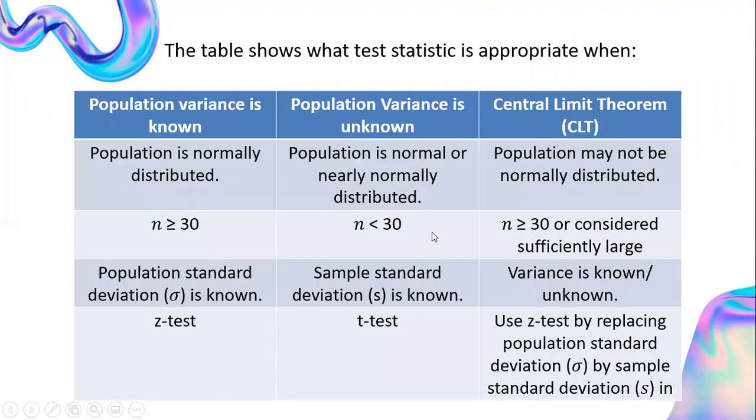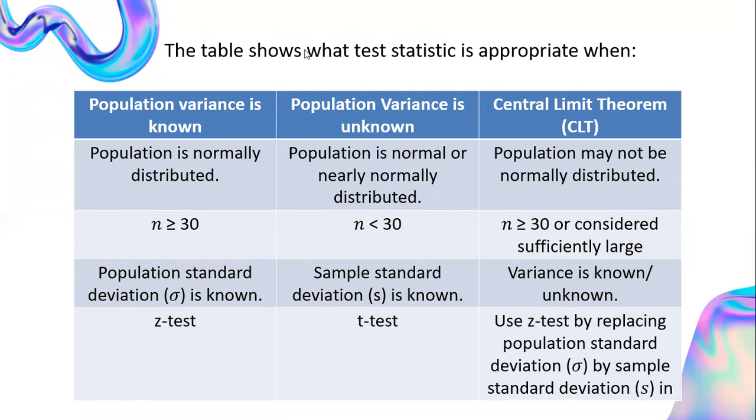And so, with this module, you need to know if the population variance is known, then you need to use the z-test. If the population variance is unknown, we need to use the t-test. And if your n is sufficiently large, then the last resort is the CLT, or the central limit theorem, where you can use the z-test by replacing the population standard deviation with the sample standard deviation. Okay?